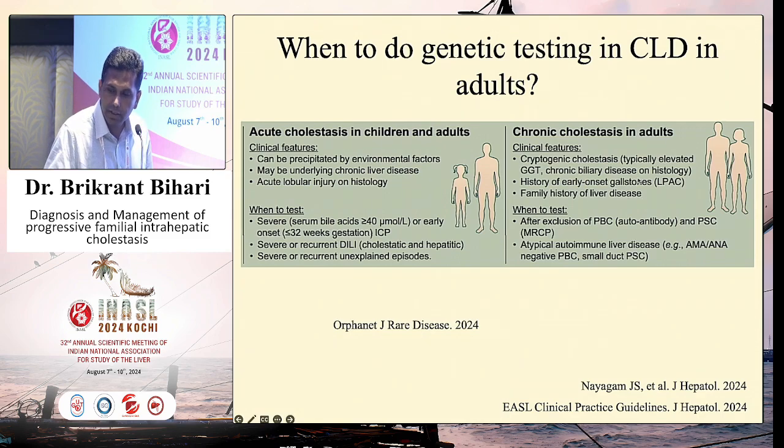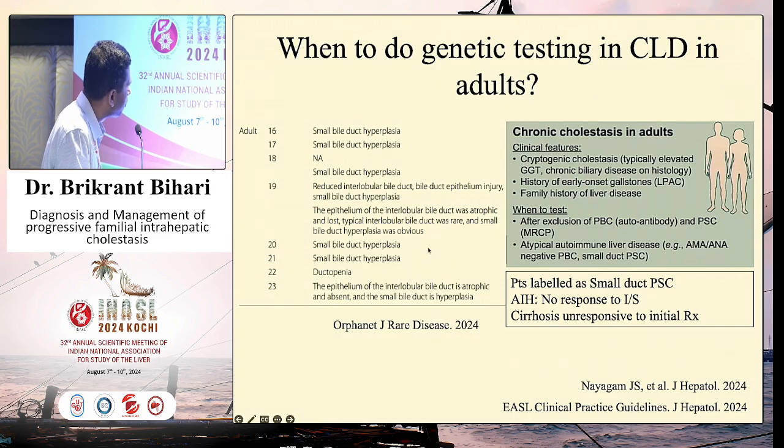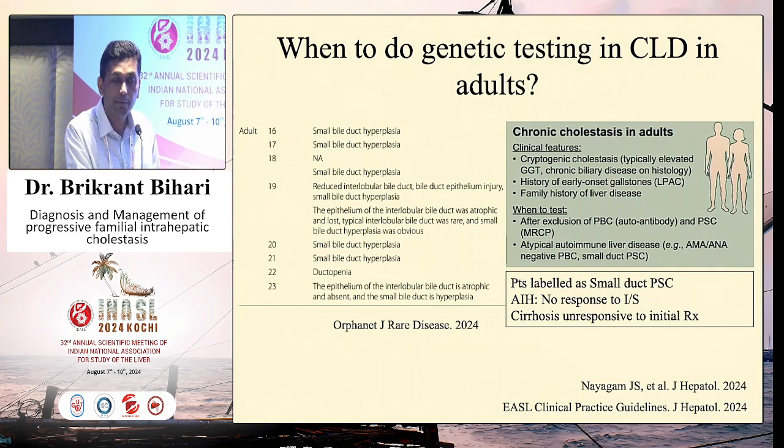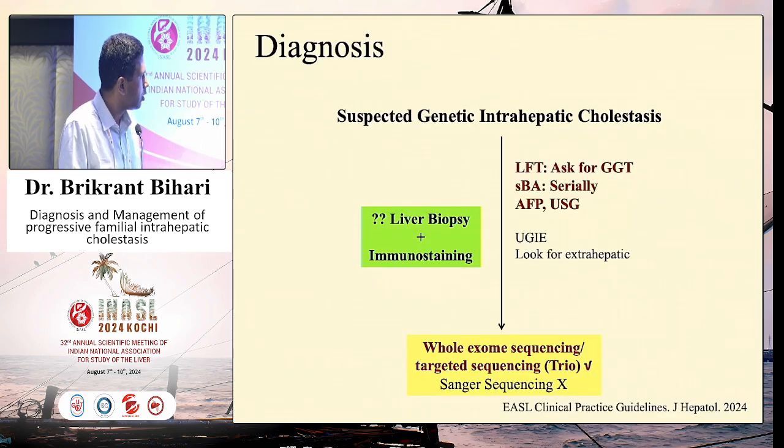What I will add to these guidelines from EASL is all patients labeled as small duct PSC, I believe, or I may have reasons to believe that there is nothing called small duct PSC, and they may actually all be PFIC3, because if you see the biopsy of PFIC3 in adults, all you find is small bile duct hyperplasia, ductular proliferation. So these may be falsely labeled possibly as small duct PSC. Again, if you're not getting response to your standard treatment, especially in AIH, look for PFIC3. How to diagnose? Always add serum bile acid. It has prognostic significance.